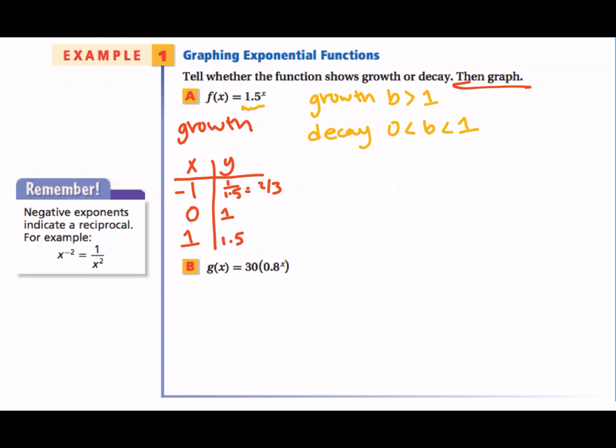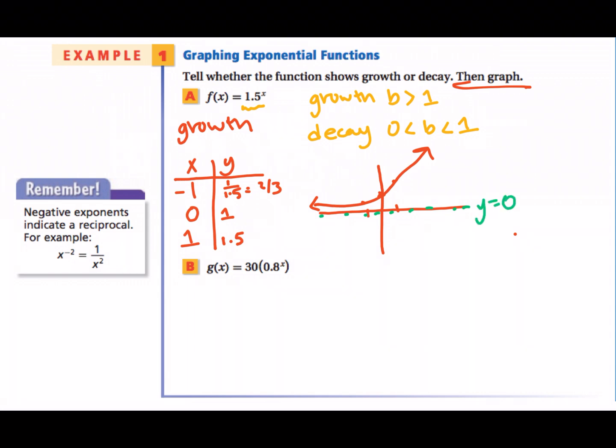Okay, so let's graph this quickly. Okay, so -1 here, 0, and 1 is at 1.5. So here's my graph. My asymptote did not shift. I still have my asymptote at y equals 0.